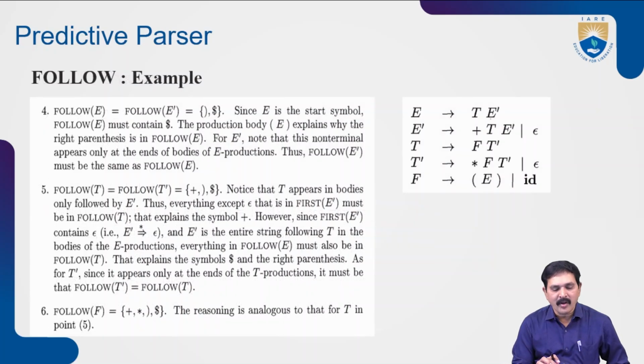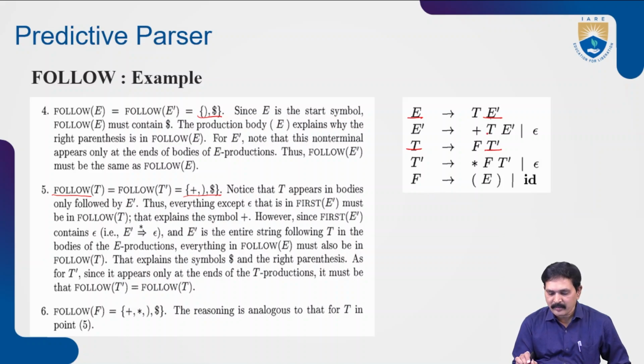In the similar way, follow of E equal to follow of E dash. So both are the same. Follow of E dash means follow of E dash is also retrieving the same values. Okay, same values of follow of E: open parenthesis comma, close parenthesis comma dollar value. And one more is follow of T equal to follow of T dash. So what are the symbols, sir? Follow of T dash, I think you know the symbols.